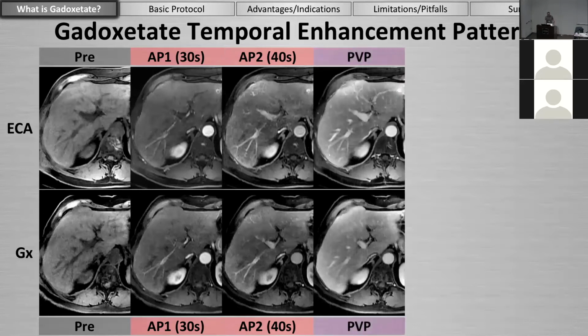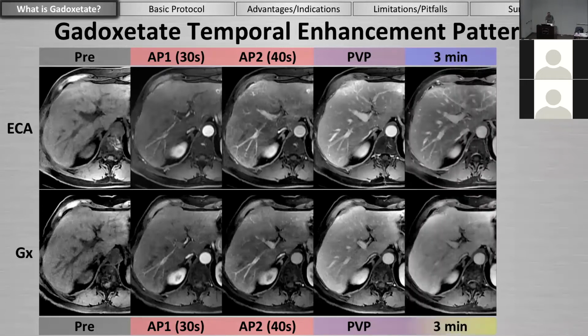However, by the time you get to the portal venous phase, you might appreciate that the liver is already a little bit brighter than the liver is with the extracellular agent, because these liver cells are starting to suck the contrast agent into the cells via OATP expression. But the difference is pretty subtle in the so-called portal venous phase. By the time we get to 3 minutes, it's more obvious.